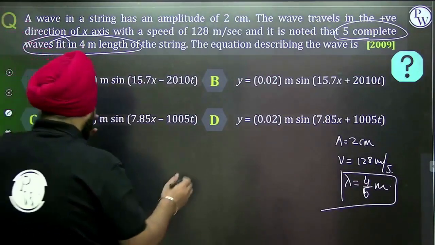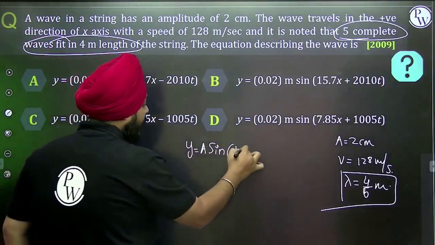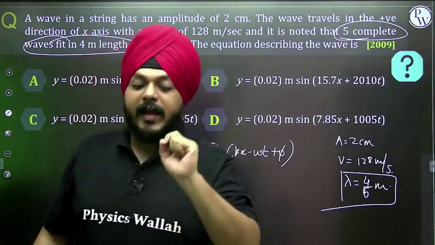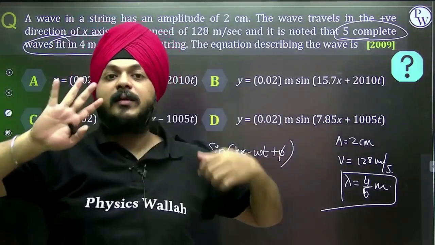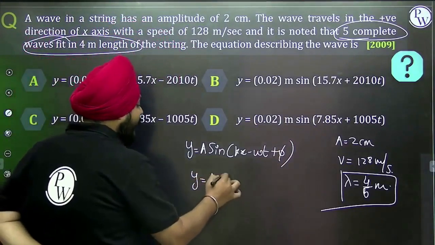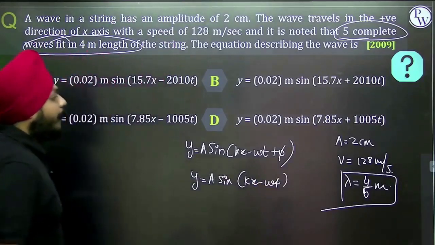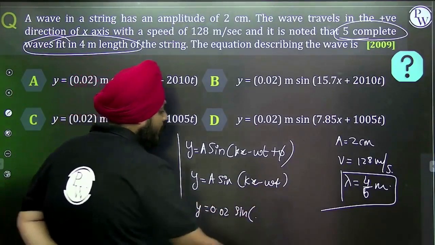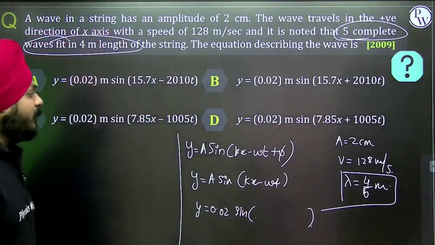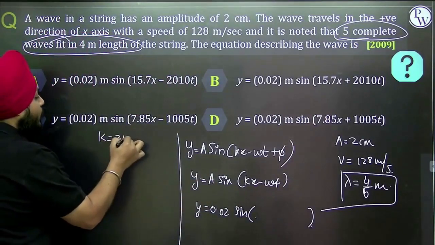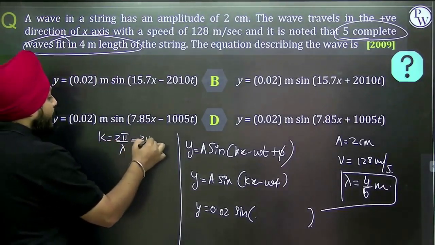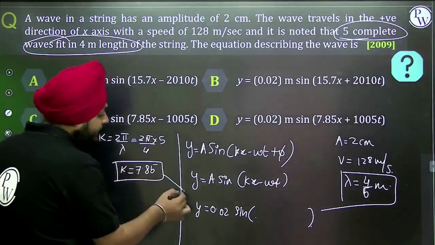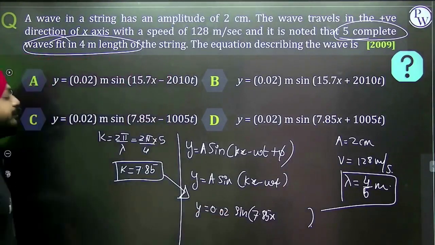Now, as usual, what is the standard equation? Y is equal to A sine of (kx minus omega t plus phi). See, if the data related to the epoch, the initial phase angle, is not given, then always discard it. So I am rewriting the standard equation of the wave. Y is equal to A sine (kx minus omega t). What is the amplitude of the wave? It is 2 centimeters, so it's 0.02 meter sine. Still we have two terms. The first one, k, is equal to 2 pi by lambda. So can I say it is 2 pi by 4 into 5? This will be nearly equivalent to 7.85. So I write it here: 7.85x.